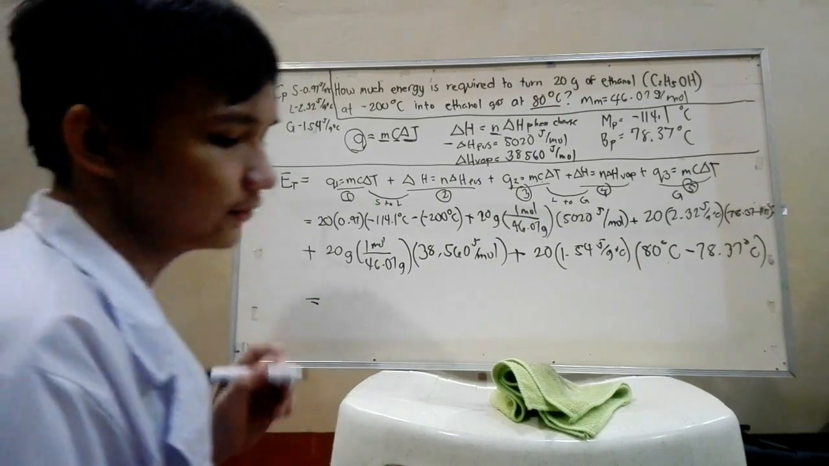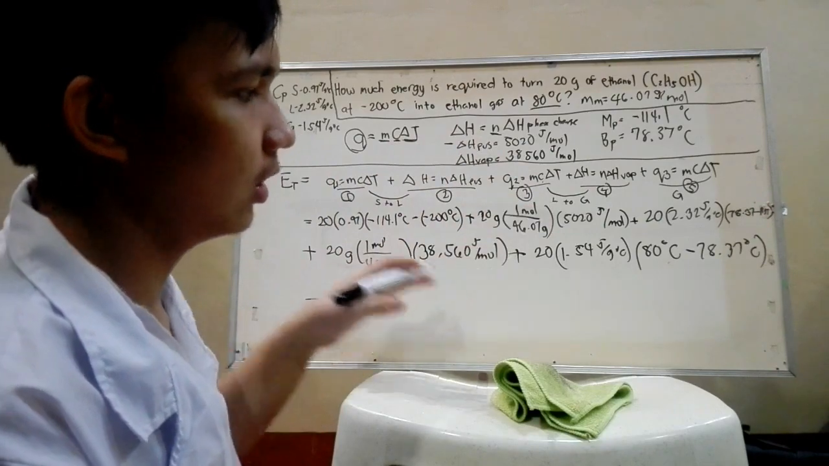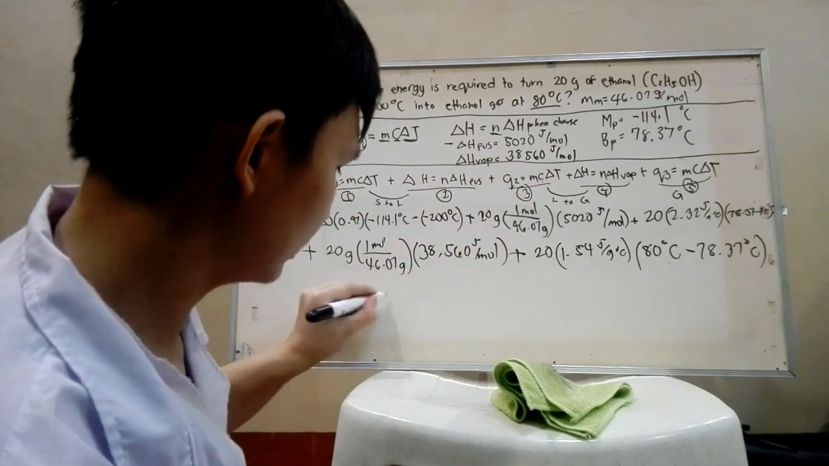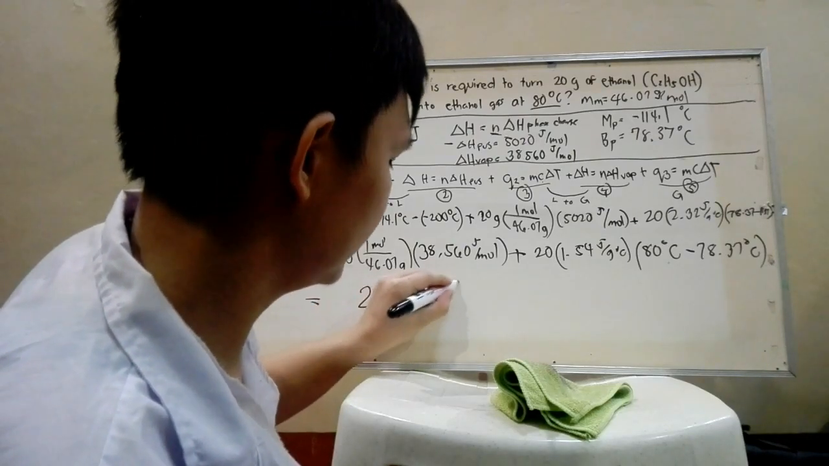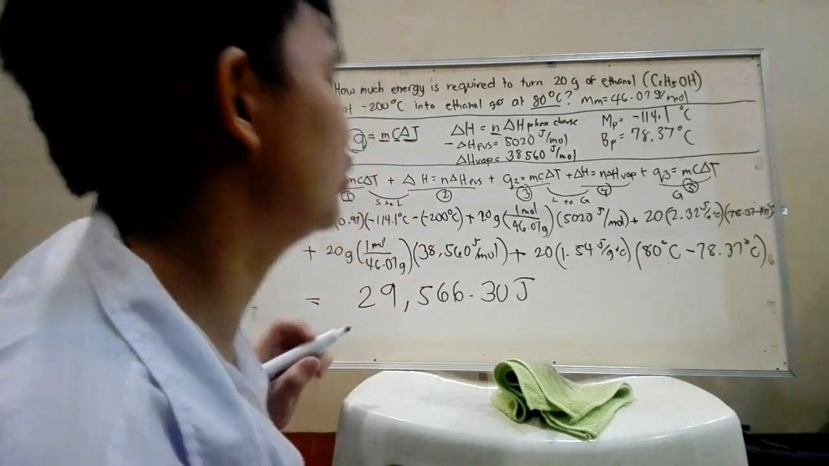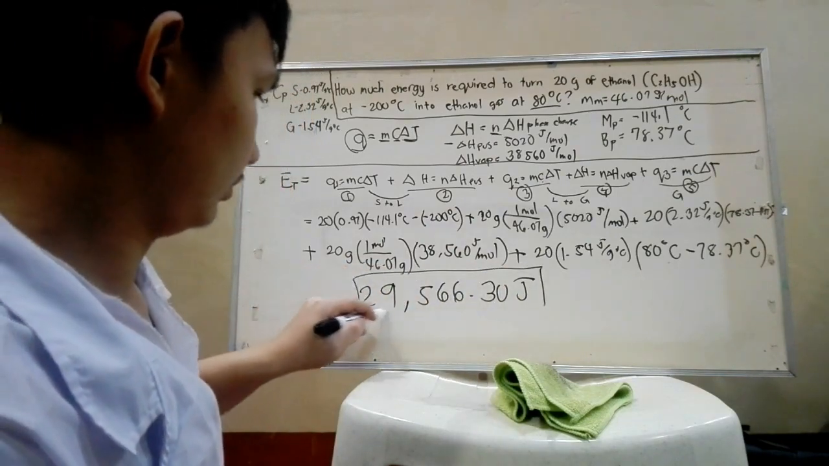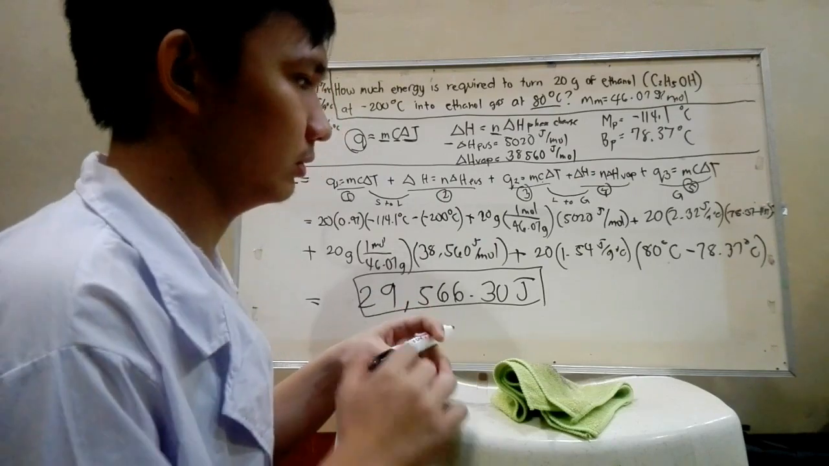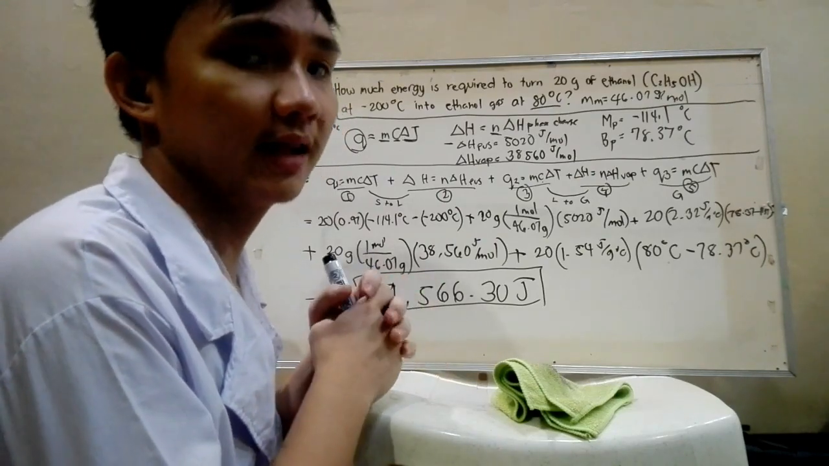So after you add all that up, you're going to get 29,566.3 joules. So we have this answer. So try it for yourself so you can check. That's it for heat and enthalpy.